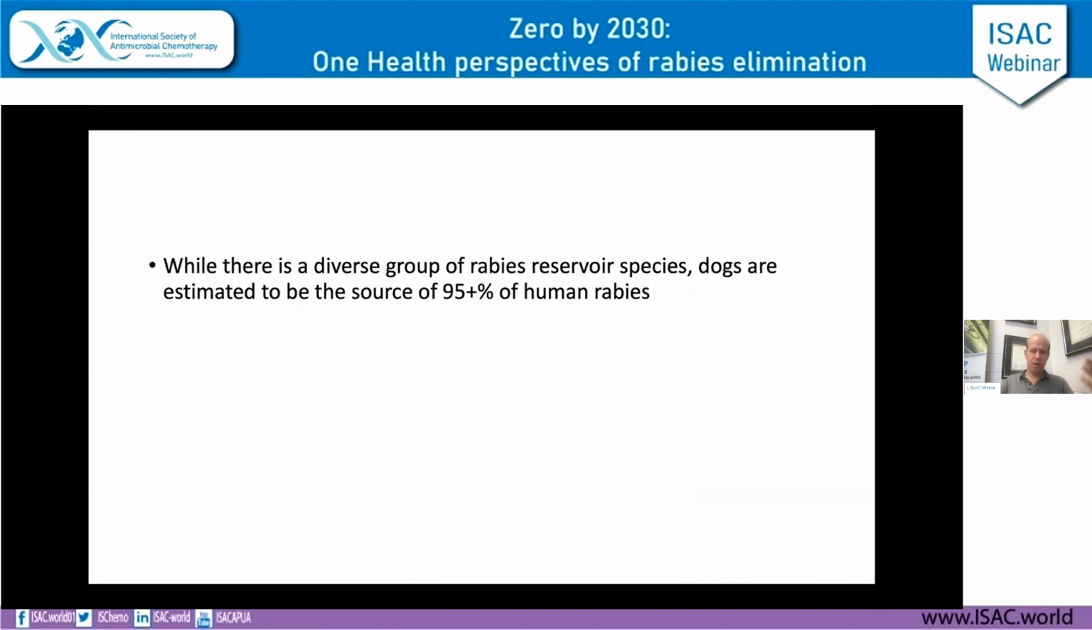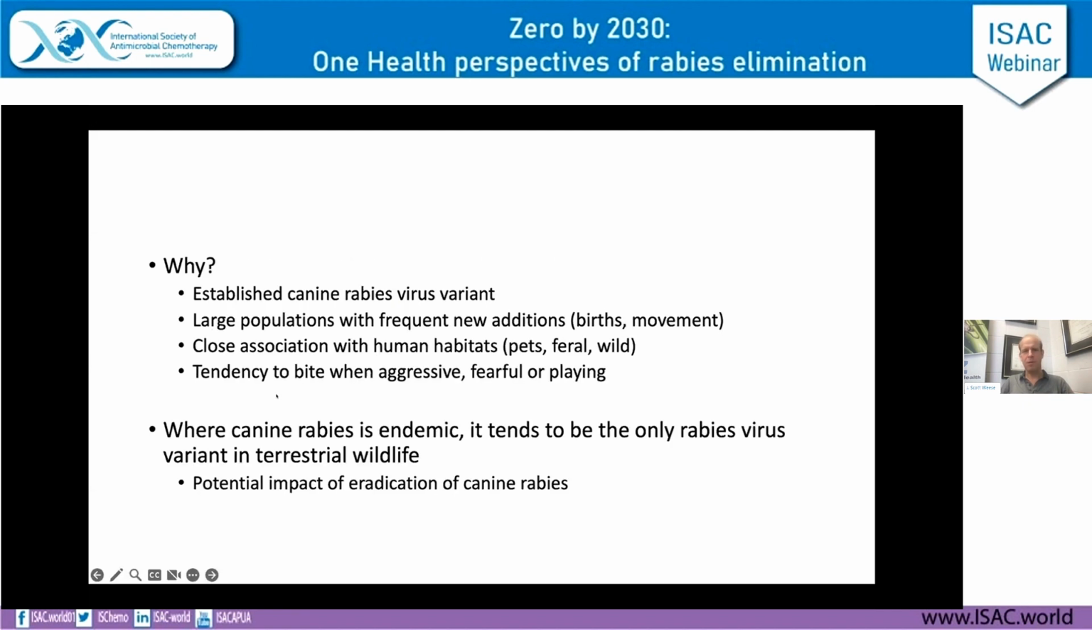But in most places, there isn't this mixing of virus variants. And overall, you've heard this probably from every talk so far. Dogs are the prime source, whether it's 95% or 99%. They are by far the most common source of human exposure and human rabies. And we can think about why, because this gets into how do we control it? We need to understand why reservoirs are reservoirs.